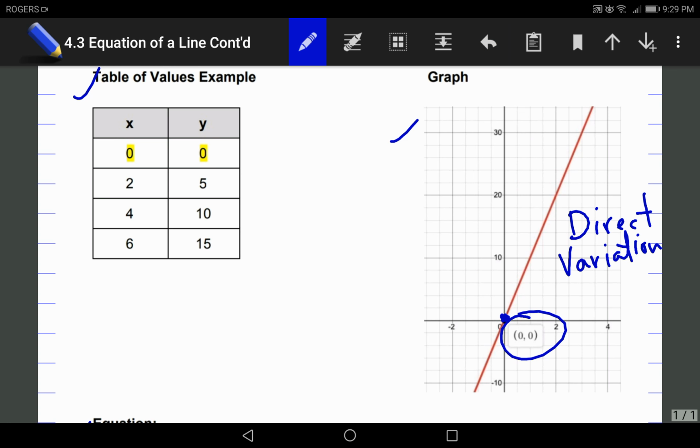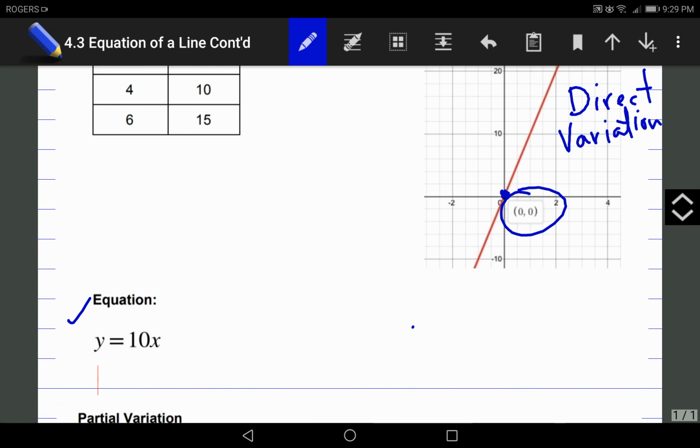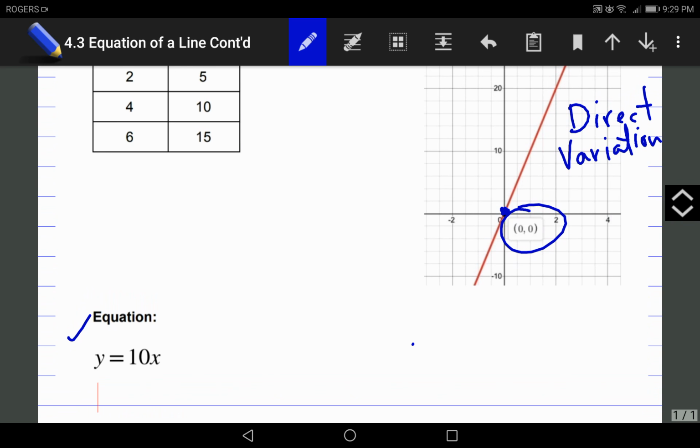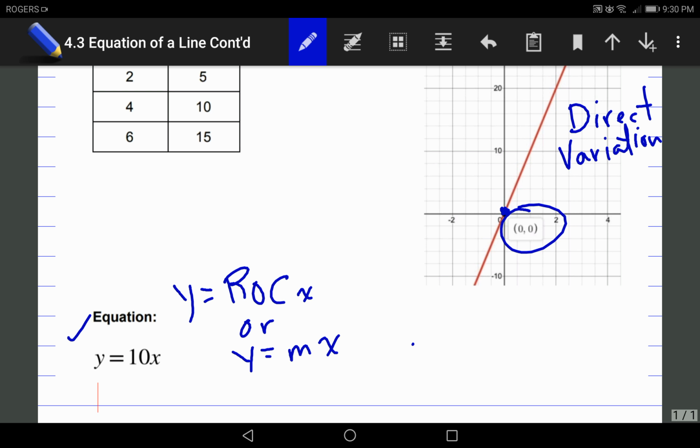The next easiest one is probably the equation. So let's look at the equation next. Notice that the equation would just look something like y equals 10 times x. So it would be in the form of just y equals rate of change times x, or y equals m times x. Remember, those are the same thing. Okay, so it would be a number for the slope or the rate of change, but there would be no initial value because the initial value is 0.